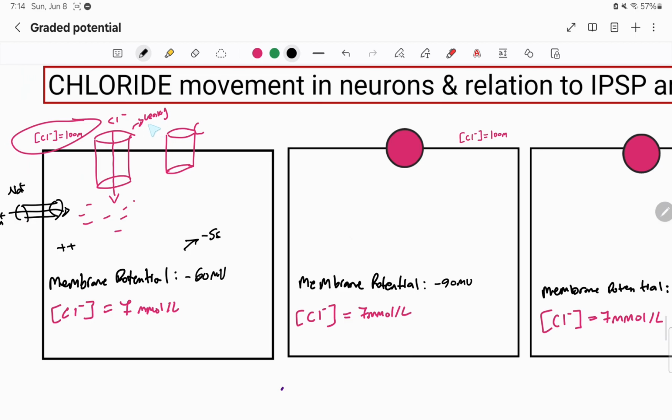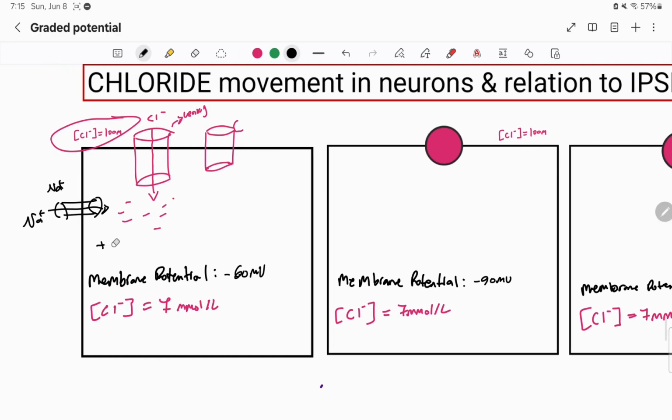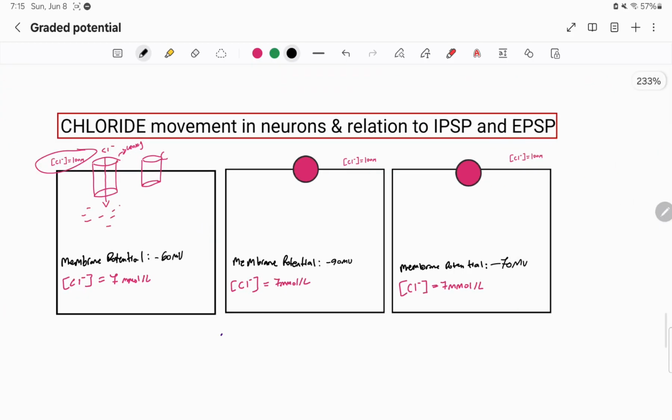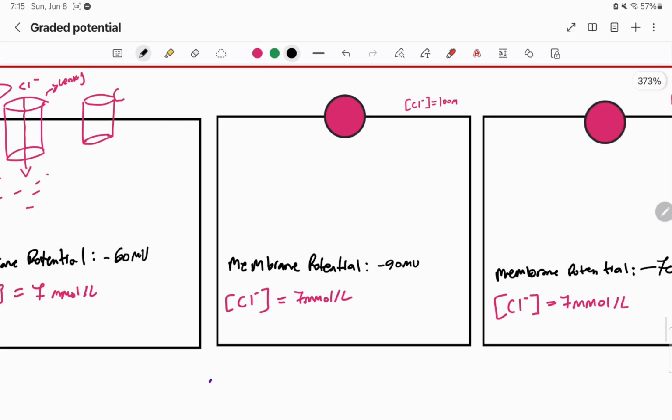Well, these chloride channels exist to bring the membrane back down to -60, stabilizing the membrane potential where it's at. Essentially, they counterbalance the leak of any other ions. That's the role of chloride in certain cells. Now, that doesn't really relate to IPSPs and EPSPs, but it was still important to say that nonetheless.